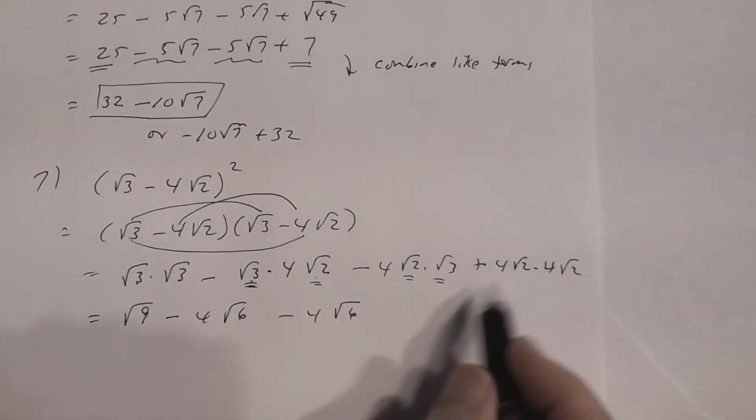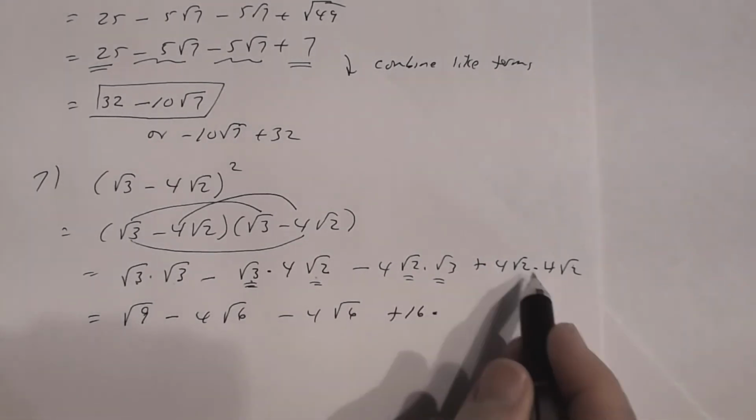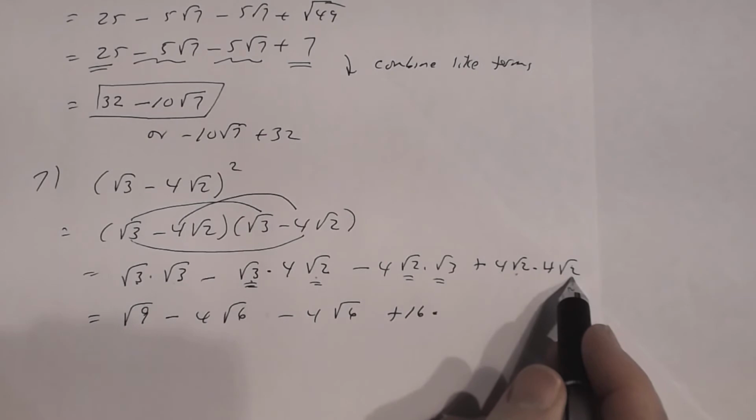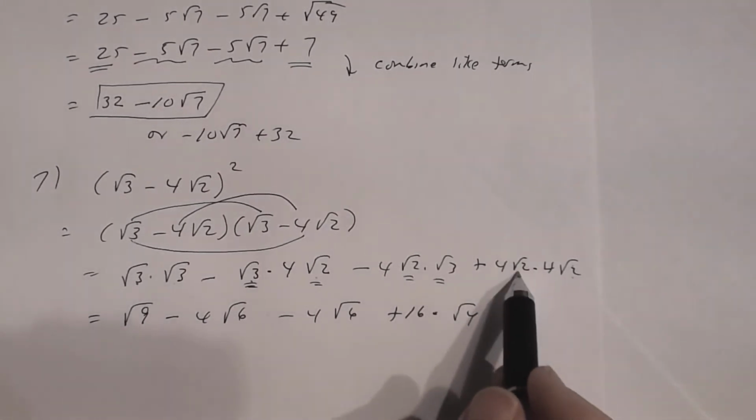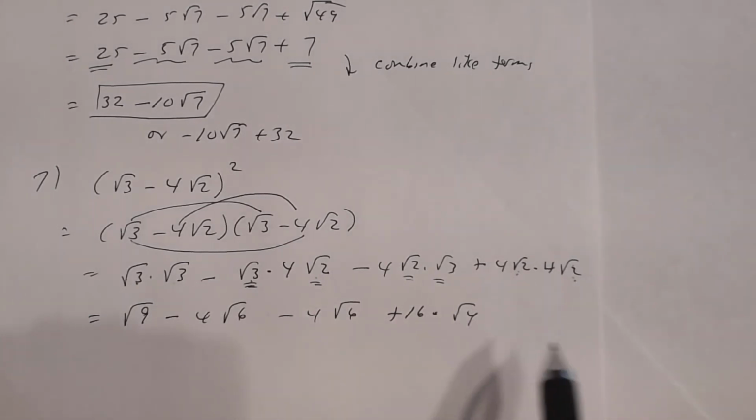4 times 4 is 16. Times the square root of 2 times the square root of 2 is the square root of 4. Okay? Make sure you understand where I got the square root of 4. Square root of 2 times the square root of 2, square root of 4.